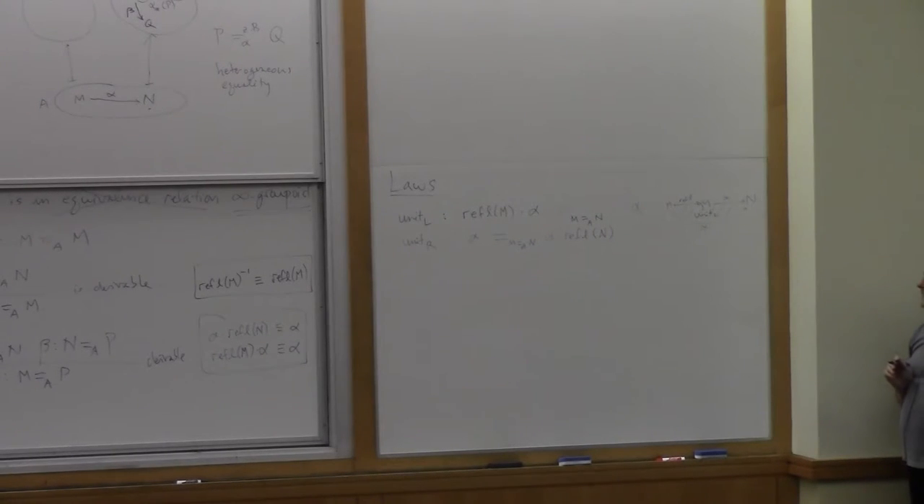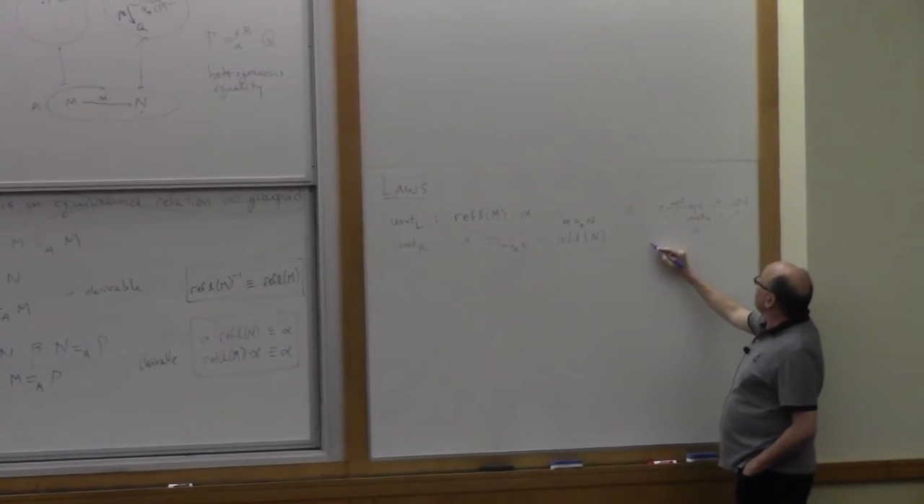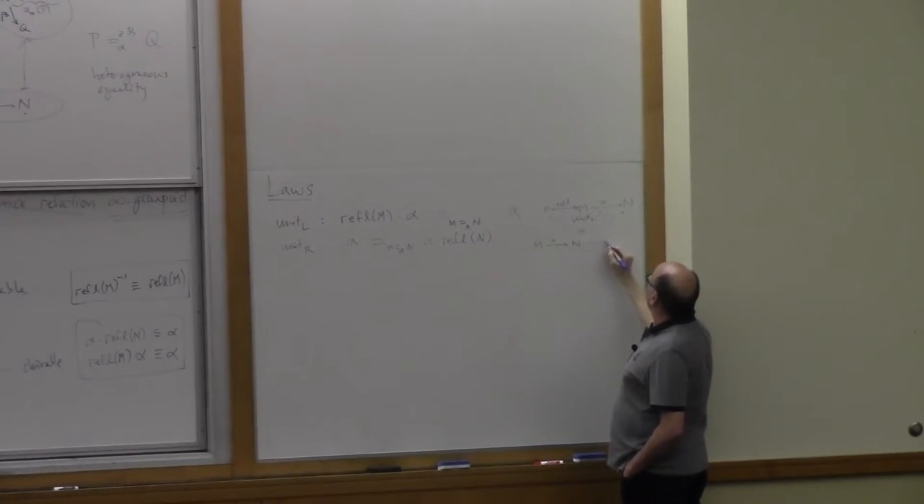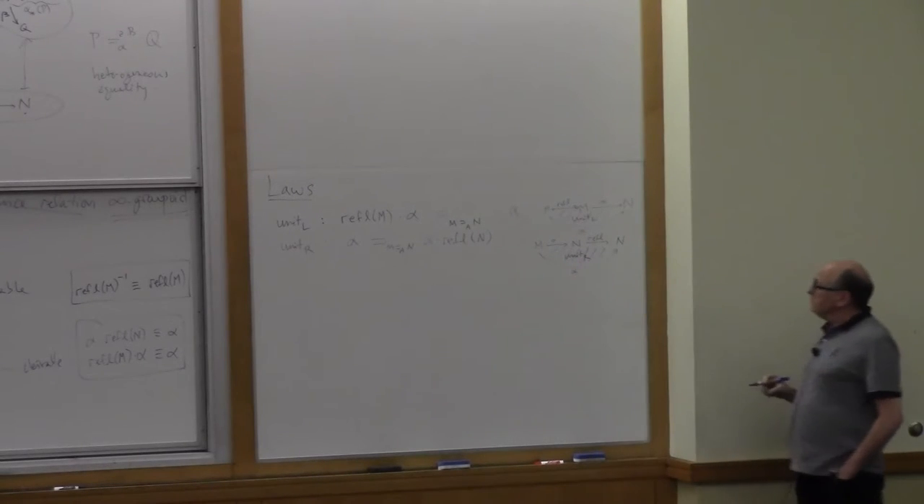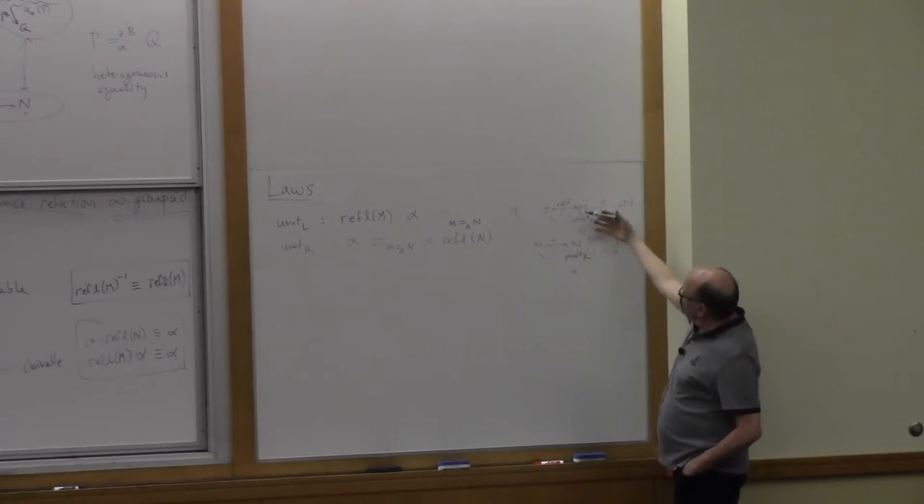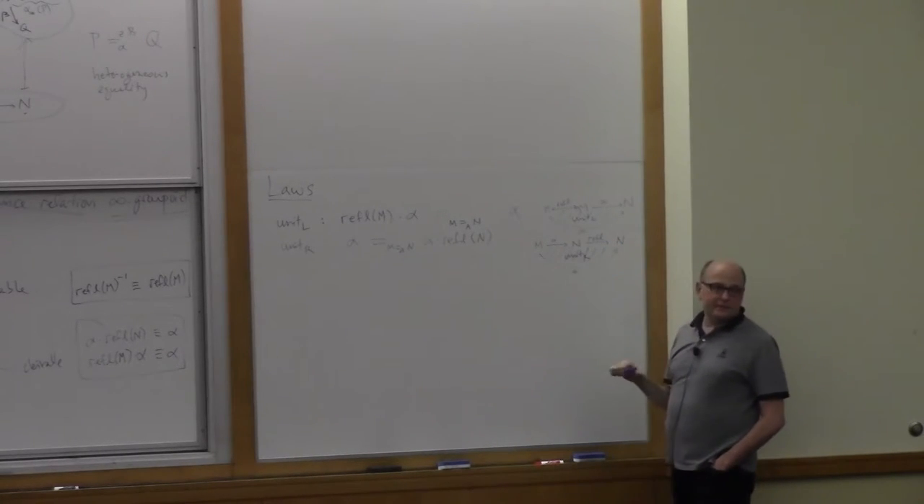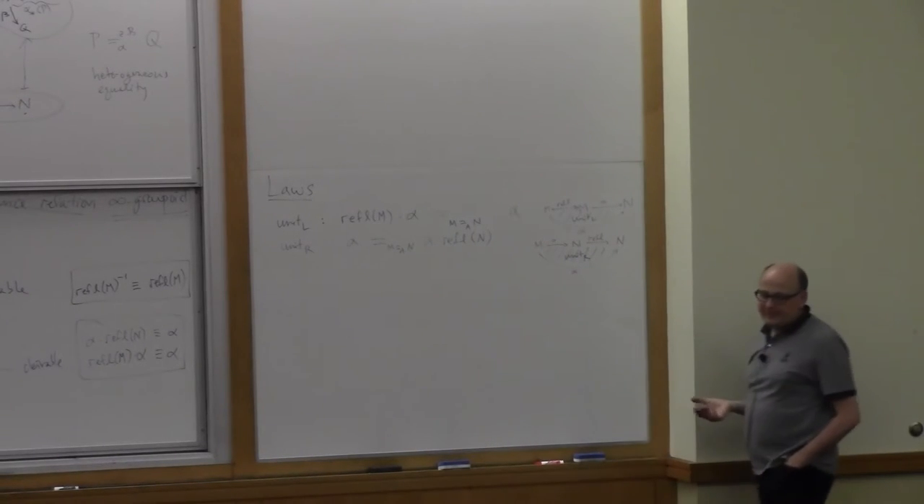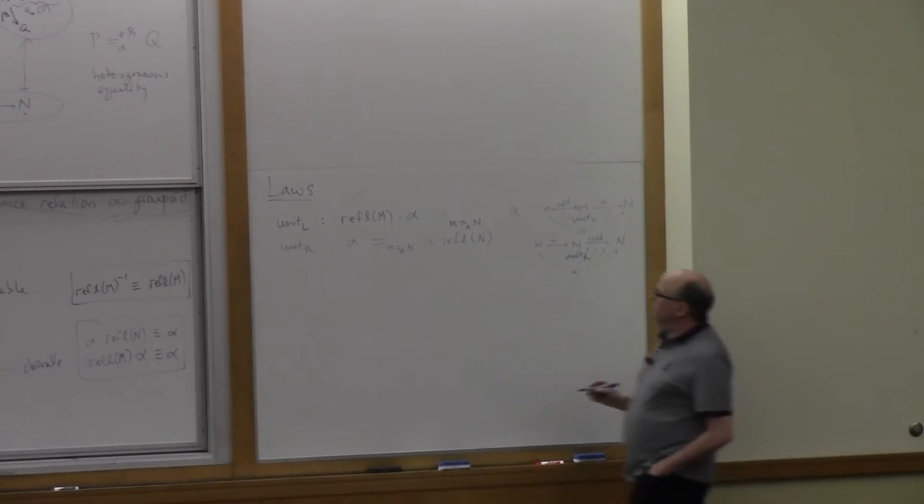Okay? And the second one says, if alpha identifies m with n, and then I trivially identify n with itself, well, alpha takes me from m to n, and this cell exists, called unit right. Okay? So I can draw it as a cell like that, or I can draw it as a line between lines. Then it just becomes some notational convention of how you do it.